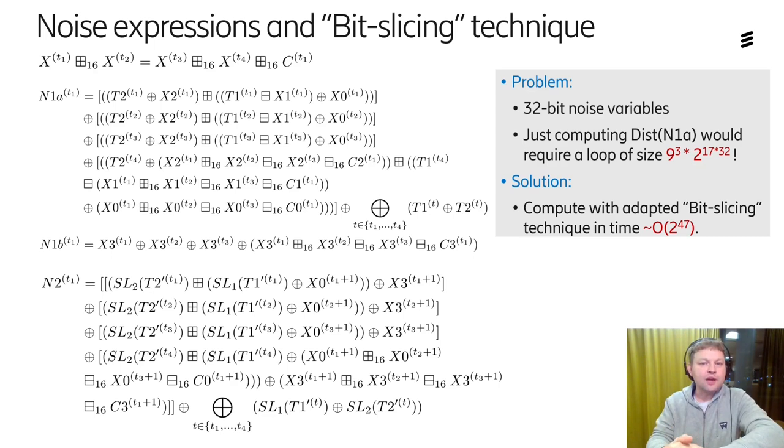If we take, for example, N1A, a naive way to construct that distribution would require a very huge loop of size around 2 to the power 553, which is totally computationally infeasible. However, we can utilize a modified bit slicing technique so that we could compute the distribution of these noise variables in time around 2 to the power 47. I would like to skip the details of the bit slicing technique and would rather refer to the full paper for this.